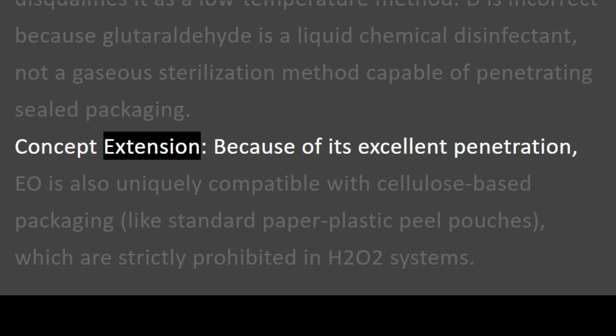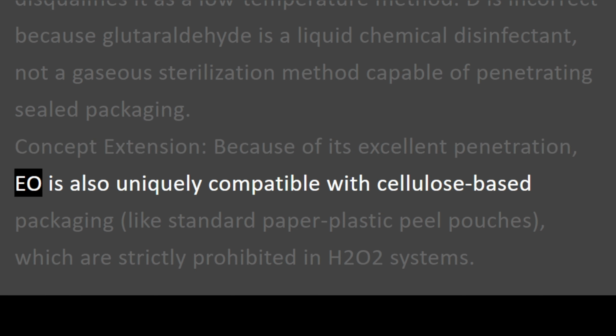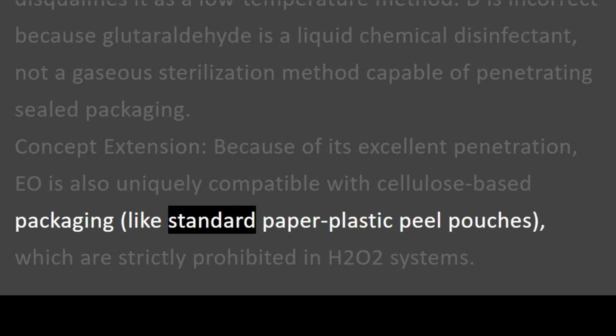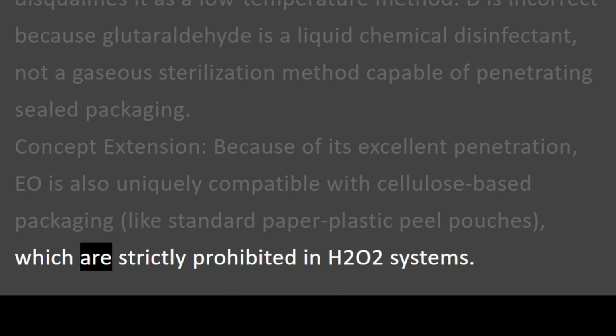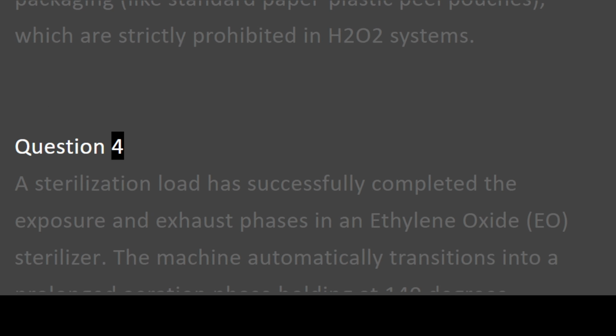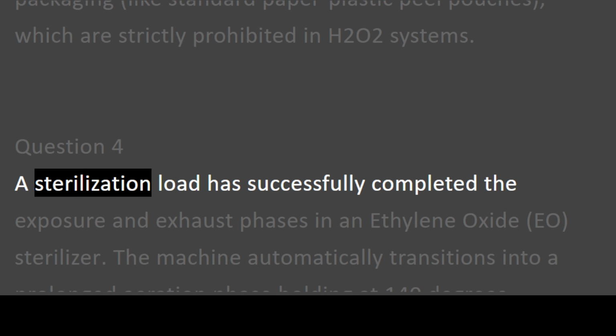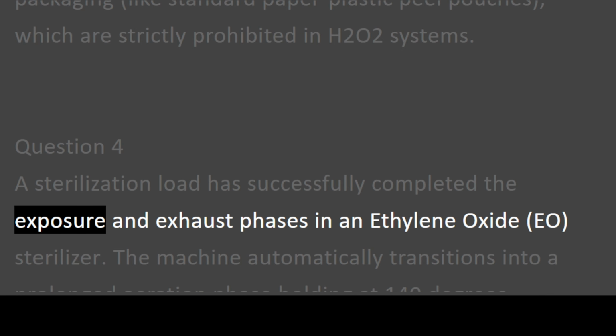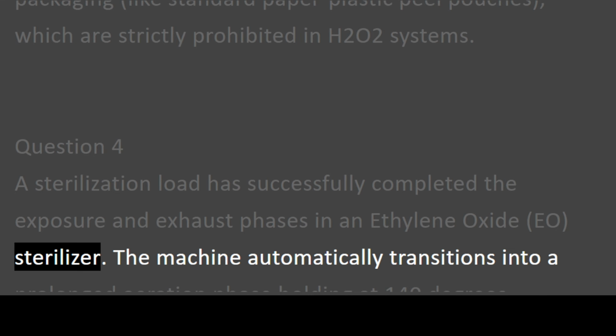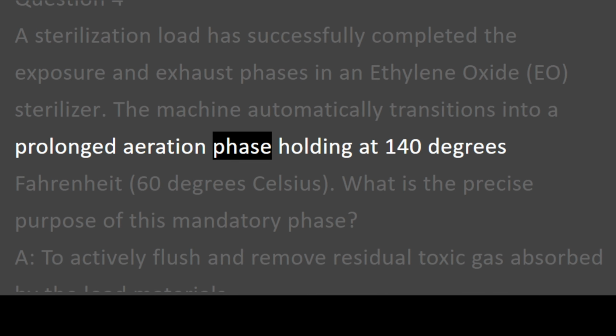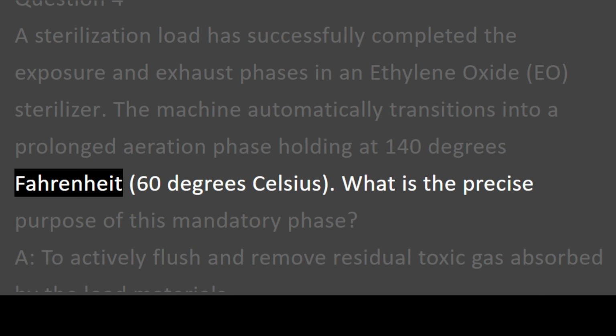Concept extension. Because of its excellent penetration, EO is also uniquely compatible with cellulose-based packaging, like standard paper plastic peel pouches, which are strictly prohibited in H2O2 systems. Question 4. A sterilization load has successfully completed the exposure and exhaust phases in an ethylene oxide, EO, sterilizer. The machine automatically transitions into a prolonged aeration phase holding at 140 degrees Fahrenheit, 60 degrees Celsius.